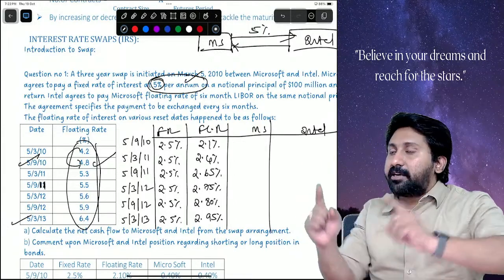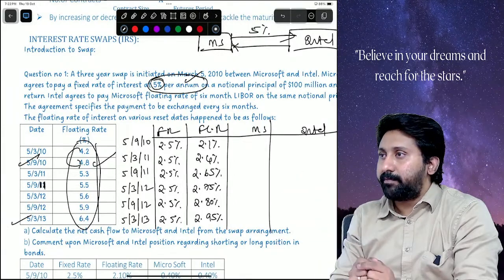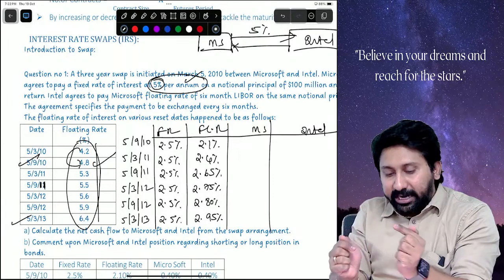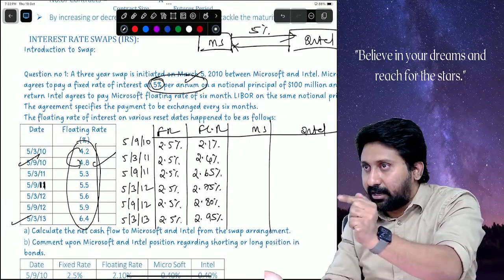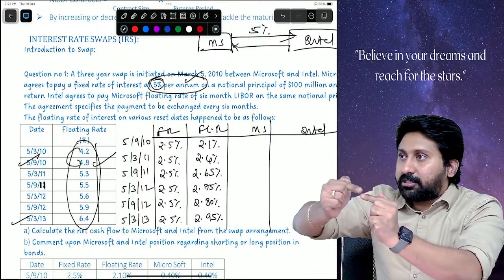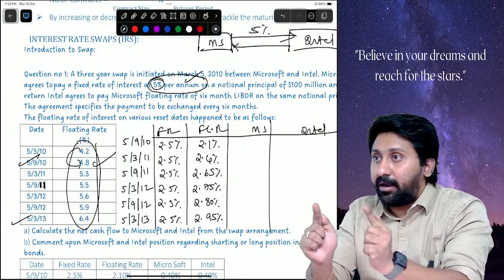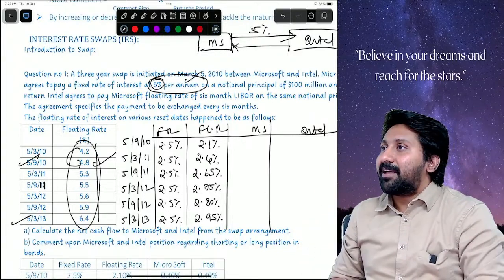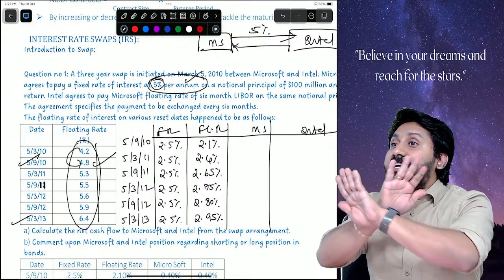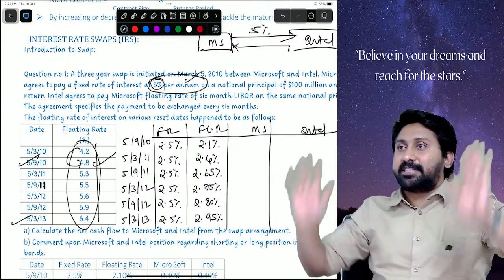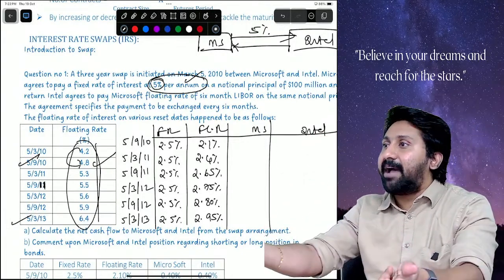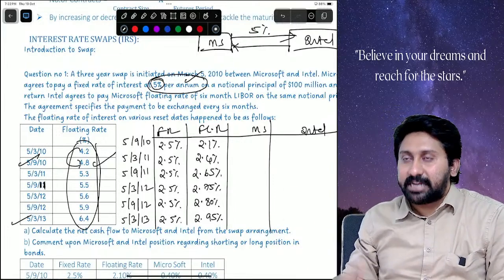Now, everyone concentrate and tell. Who is paying whom? Microsoft is paying to Intel 2.5. Next, Intel is paying to Microsoft 2.1. Will they really pay each other? In swaps, real transactions don't happen. They will net off the transaction. It's like a gamble, a bet.